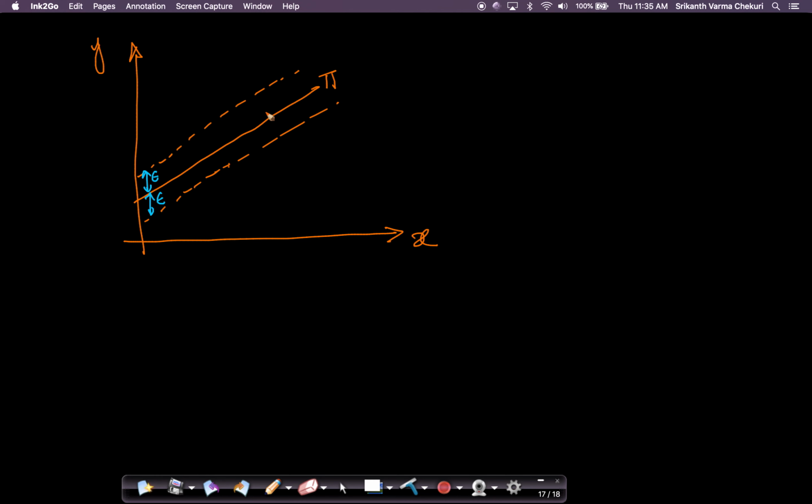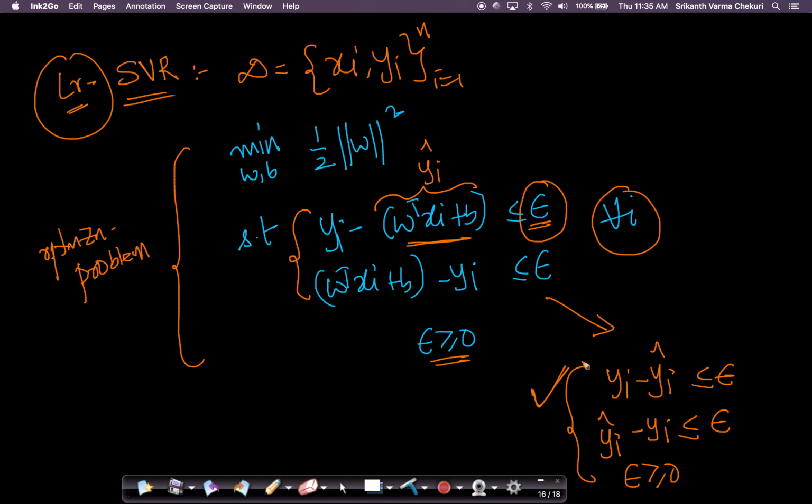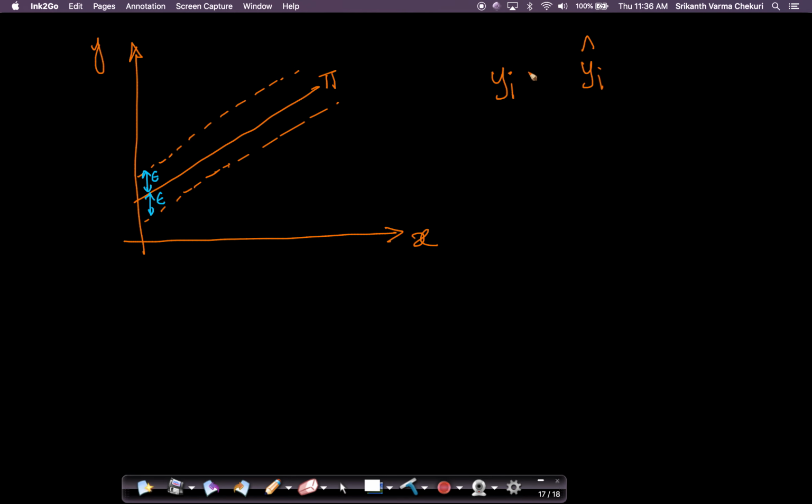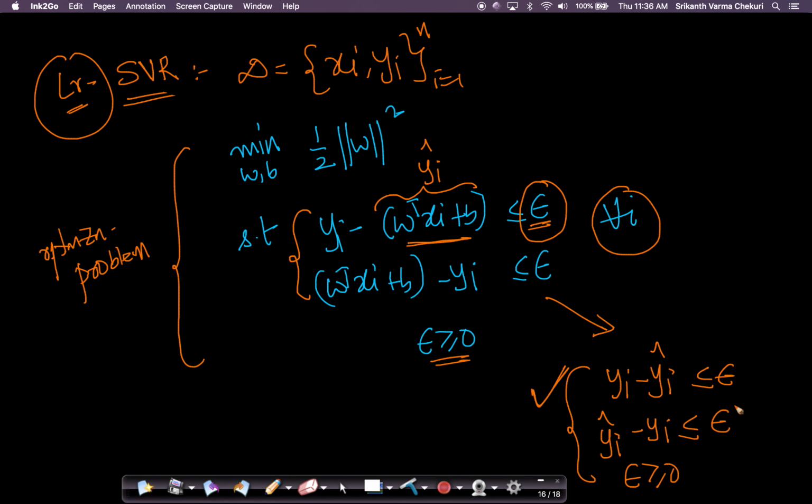Now what we are saying here is, given any yi, we want the yi hat, which is the model predicted value. And what is yi hat? Yi hat is nothing but W transpose xi plus b. So what do these constraints mean? They say that the difference between yi and yi hat has to be less than or equal to epsilon, whether yi is greater than yi hat or otherwise.